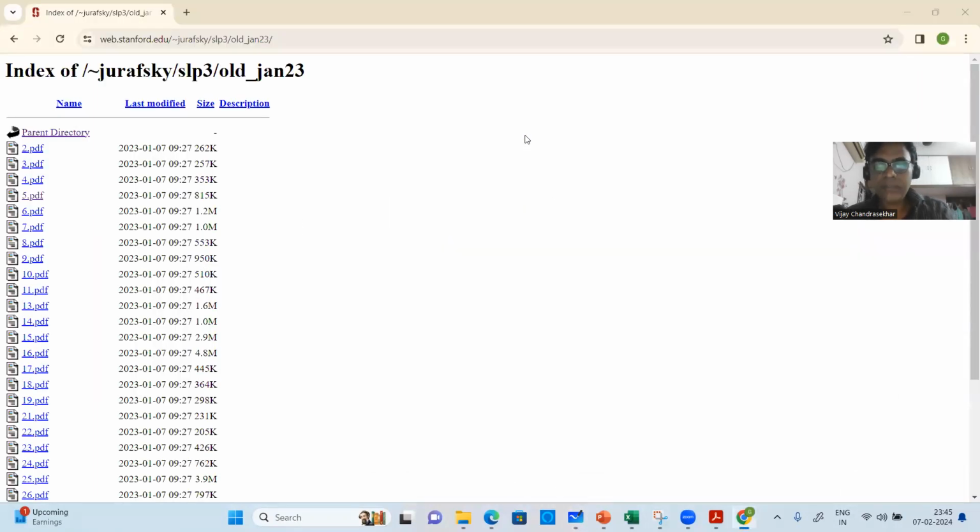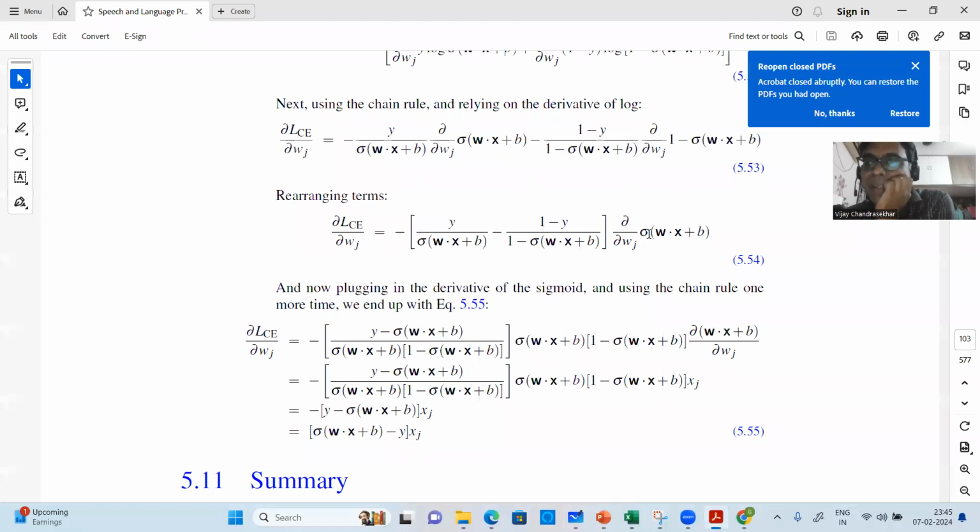So don't you see, if I'm calculating the derivative of sigma of w dot x plus b, then it is sigma of w dot x plus b into 1 minus sigma of w dot x plus b, correct? Think of w dot x plus b as z. But then this is a partial derivative, so you'll have to apply the chain rule, which is the partial derivative of w dot x plus b with respect to wj.